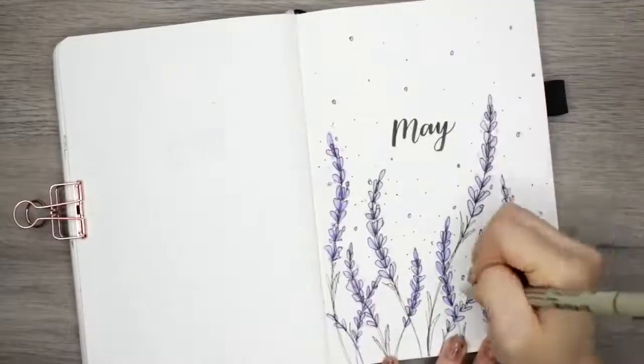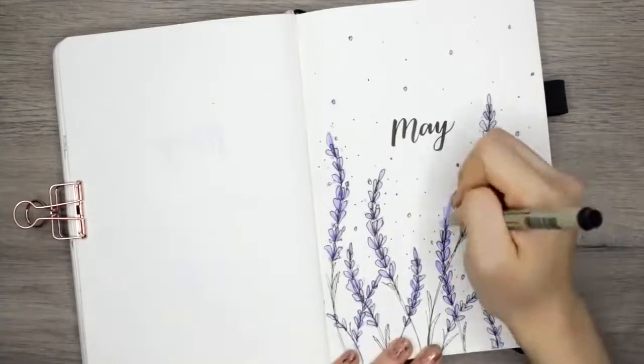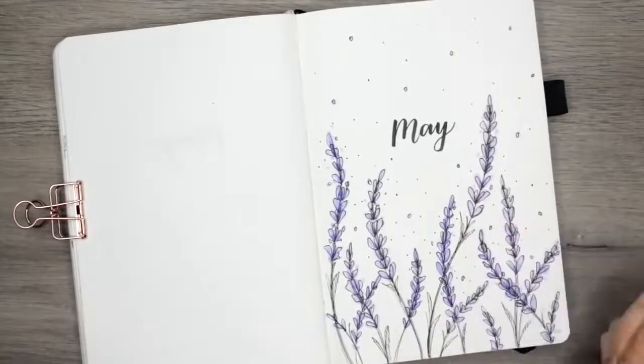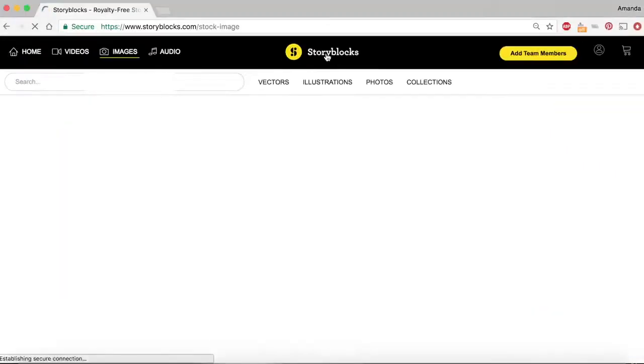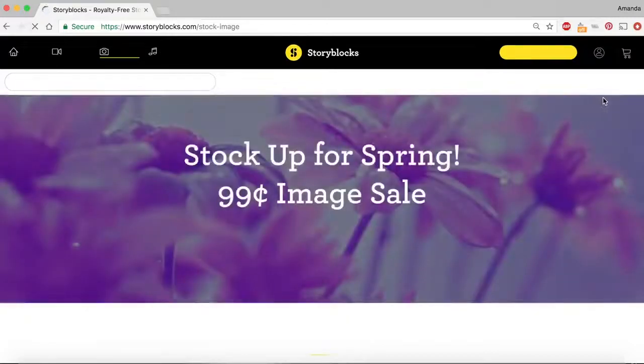For the page next to the cover page, I decided to do another collage because I enjoyed the one that I did in April so much. So of course the first place I went to find my images was Storyblocks.